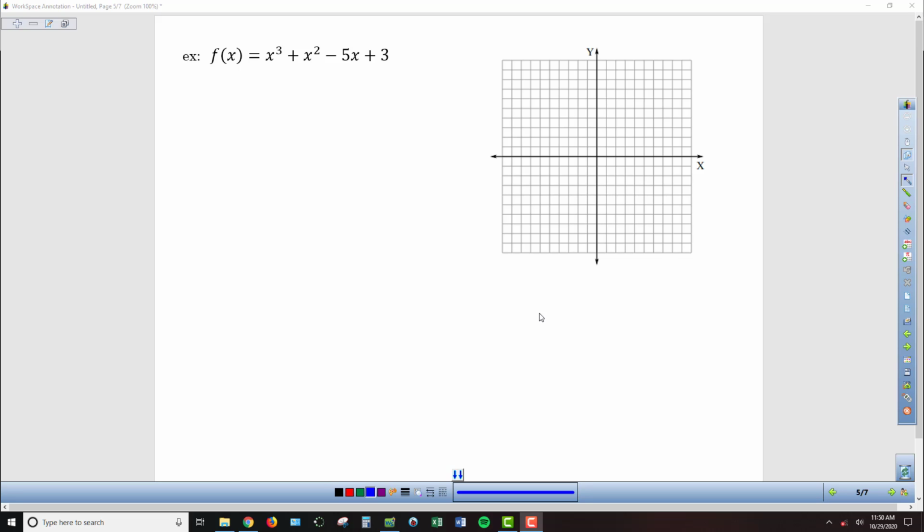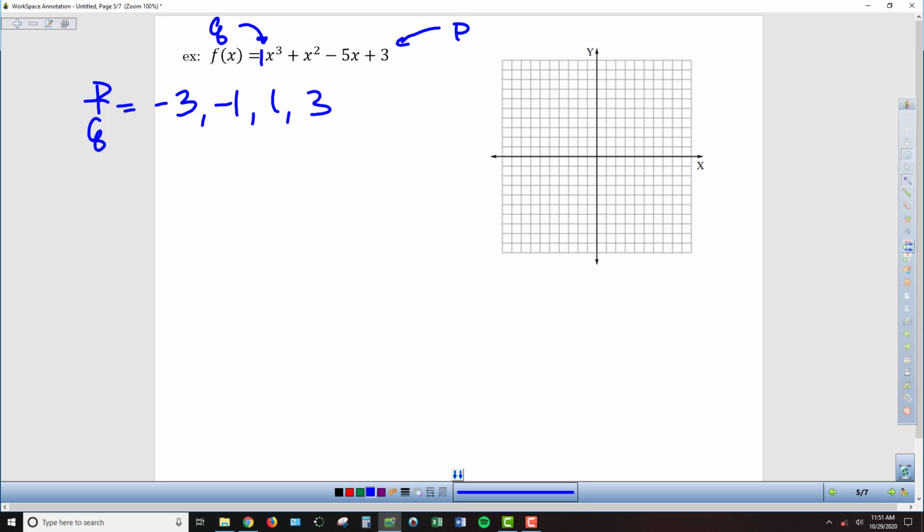So here we have another polynomial function to try to graph. We have to first generate our P over Q list. Recall that our numerator, our factors of P, are the factors of the last coefficient, and our Q values are the factors of the first. Since that's a 1, we really just need the factors of that last number, since everything's going to be divided by 1. So we're going to have -3 as the biggest negative that we can get, -1, 1, and 3. So we have a pretty short list here. Let's see how that goes.